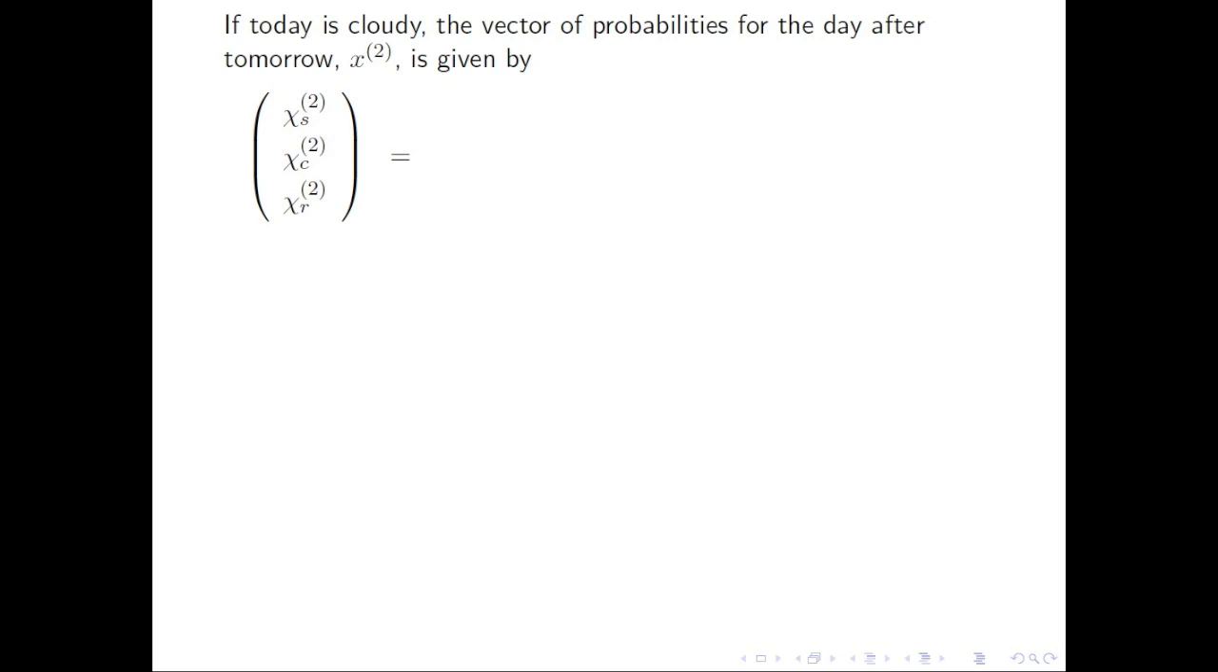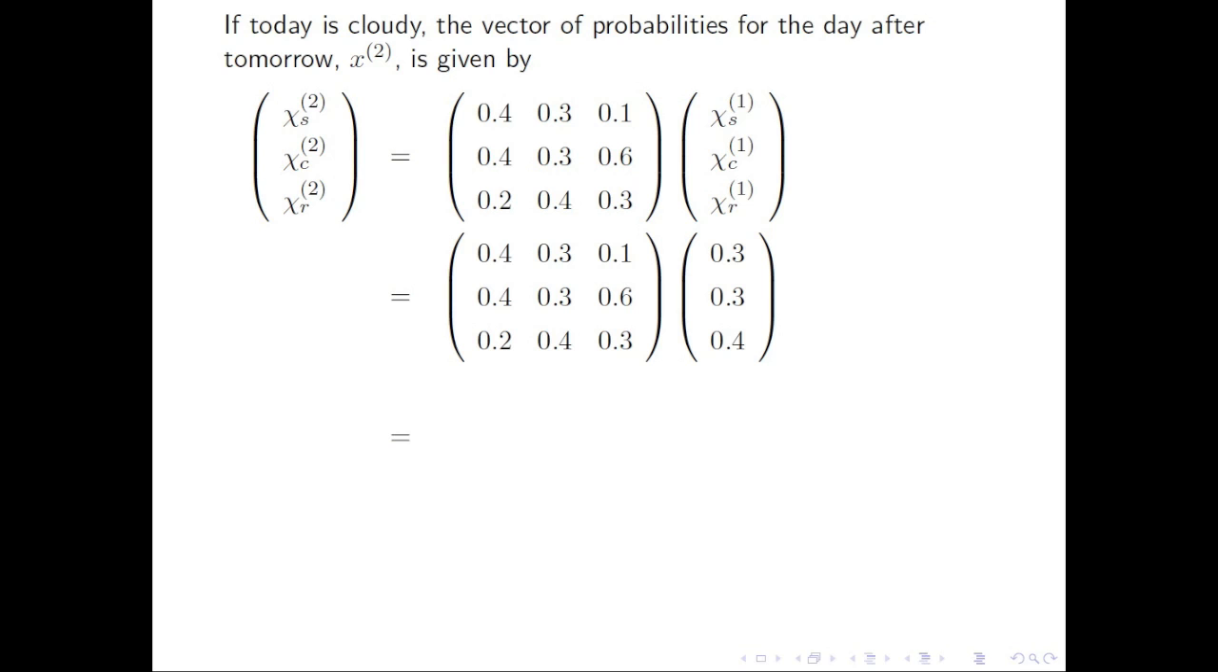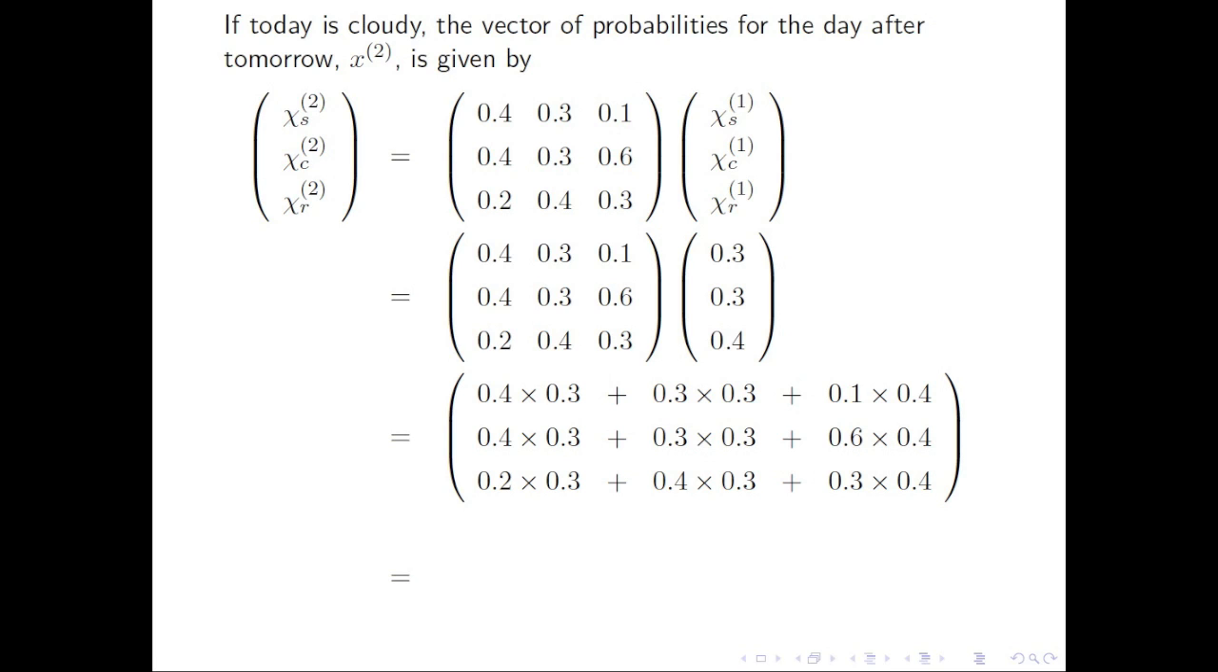So, if today's weather is cloudy, we can now determine what the vector of probabilities is for the day after tomorrow, x super 2. It is given by the transition matrix P times the weather on day 1. But we just computed that the weather on day 1 is the vector 0.3, 0.3, 0.4, and therefore we can simply do a matrix vector multiply to come up with our answer, which tells us now what the probabilities are for it being sunny, cloudy, or rainy on day number 2.